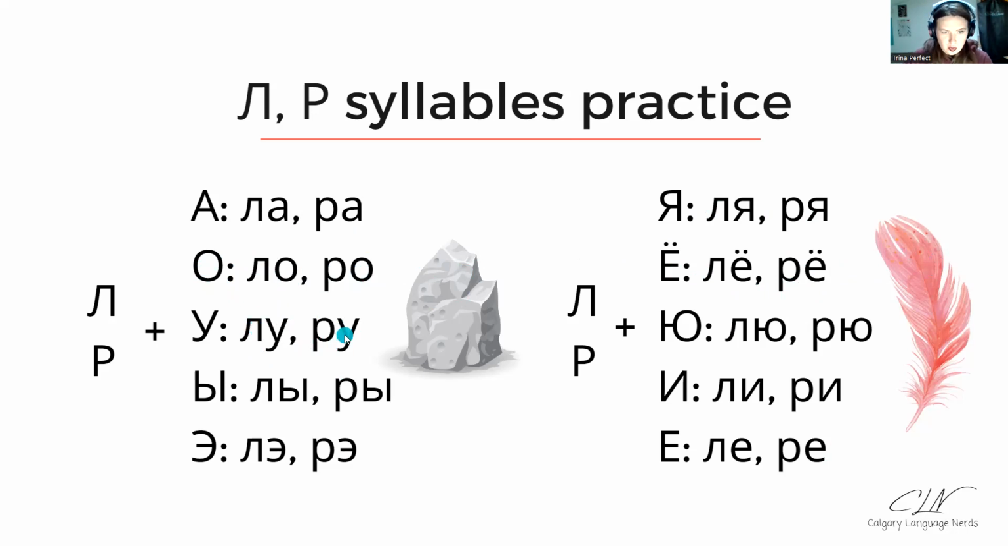How about U? Lu, ru. Лю, рю. And in pairs, lu, lyu. Ru, ryu. Yeah, the non-smiling one. Ly, ry. And the smiling one, li, ri. Li, li. Ri, ri. And the last one.